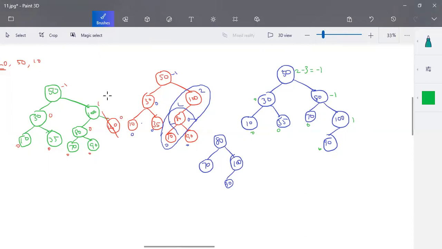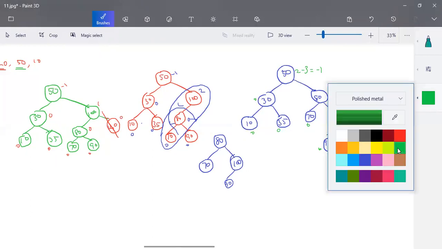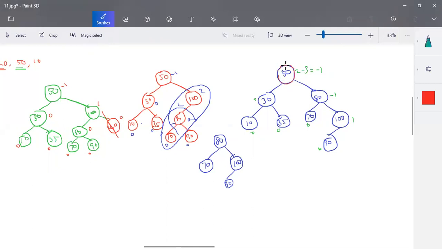Okay. So the next step is to delete the number 50. The node 50 has to be deleted. 50 is a node that has 2 children. When you want to delete a node with 2 children, there are 2 possibilities. One is to take the highest value in the left hand side, or take the lowest value in the right hand side, and replace the 50 with that.